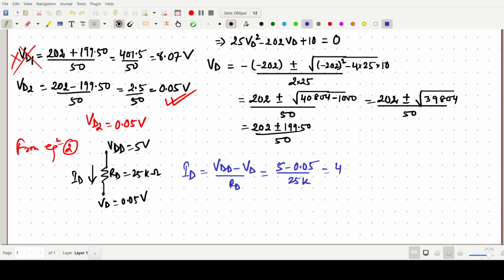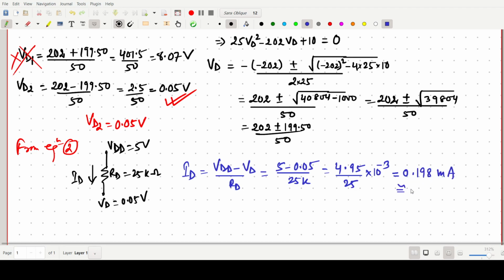So if we solve this, it is 4.95 divided by 25 kilo ohm. So if we write it out, 10 to the power 3, then minus 3, then 4.95 divided by 25 is nearly 0.198. This one is milli, so it is nearly 0.2 milliampere. So the ID value, simply we can say, is approximately 0.2 milliampere. So like that we can solve this problem. Our ID value is 0.2 milliamperes, which we found through this, and VD2 value is 0.05 volt.